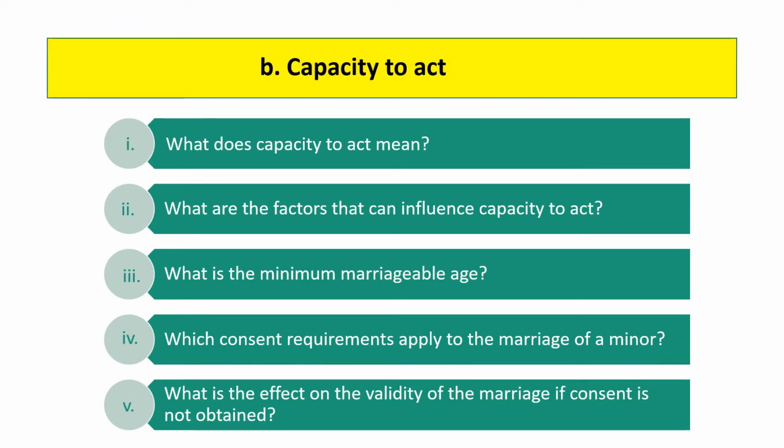Up to now, we have actually answered the first 3 questions which were posed at the beginning of this presentation in relation to capacity to act. After having established that a child may conclude a civil marriage or a customary marriage, it is important to return to the issue of limited capacity to act.